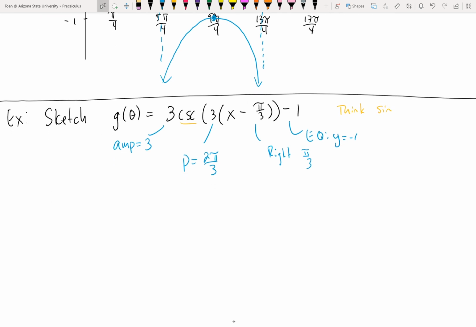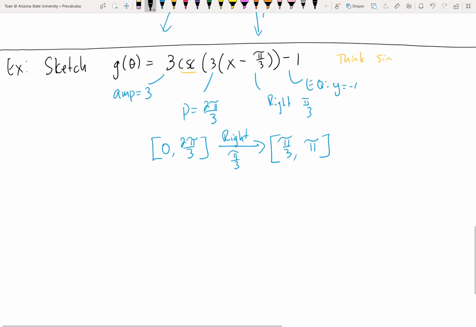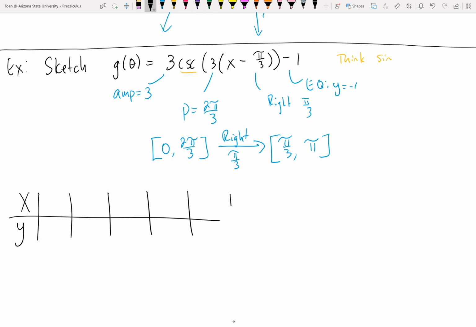Now let's do my viewing window. So I know that my interval is going to start at 0, 2 pi thirds. And I'm going to shift it to the right by pi thirds. So that means my new interval for my critical x values will be pi thirds, pi. So now I can make my xy table: 1, 2, 3, 4, 5. Starts at pi thirds, ends at pi, and then you just go ahead and make a bunch of averages. So right in the middle would be 2 pi thirds. Here would be pi halves. Here would be 5 pi 6.